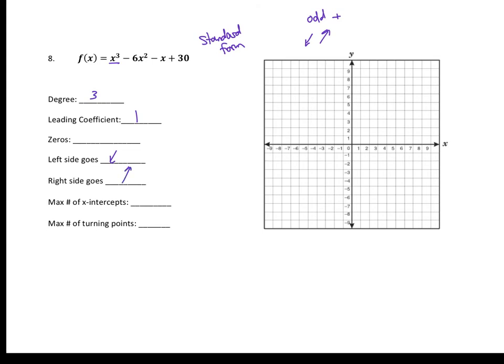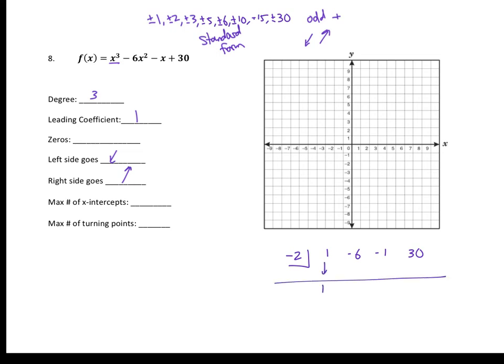We're going to find our zeros. We have to factor this one, so we're looking at plus or minus 1, plus or minus 2, plus or minus 3, plus or minus 5, plus or minus 6, plus or minus 10, plus or minus 15, plus or minus 30. If we try all these, we end up finding that -2 works, so we're going to do synthetic division with -2. We've got 1, -6, -1, and 30 as our coefficients.